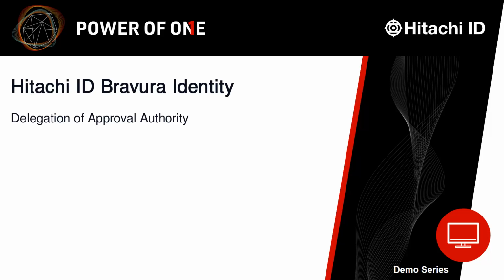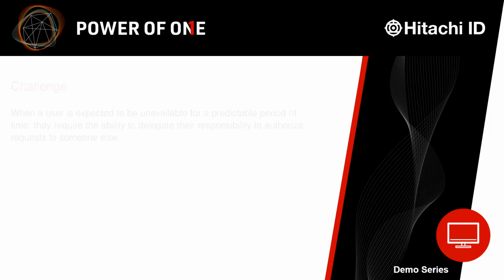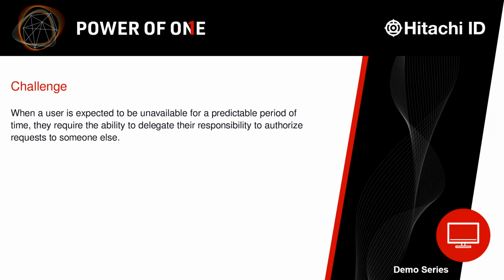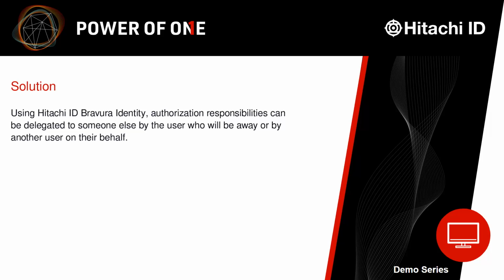This video will demonstrate the steps required to delegate the responsibility to approve requests from one user to another. When a user is expected to be unavailable for a predictable period of time, such as a vacation, they require the ability to delegate their responsibility to authorize requests to someone else. Using Hitachi ID Bravura Identity, authorization responsibilities can be delegated to someone else by the user who will be away or by another user on their behalf.